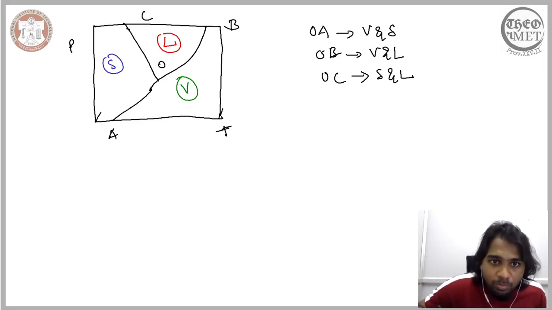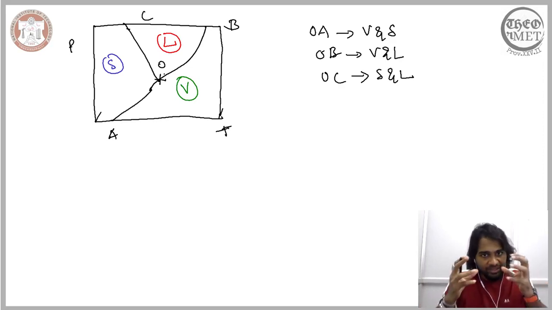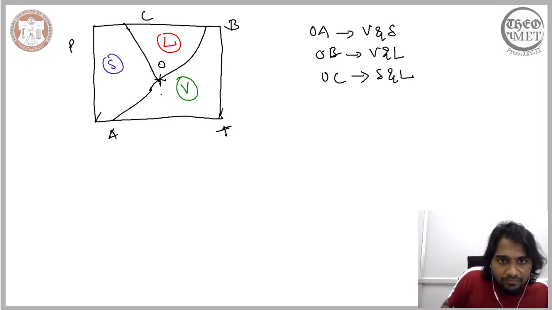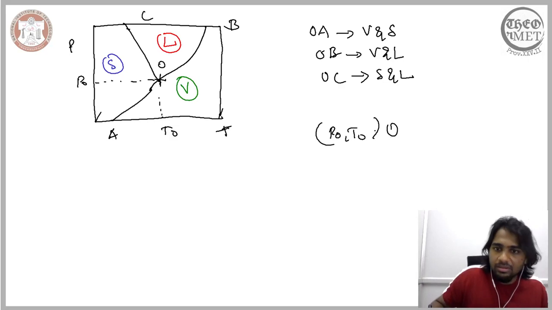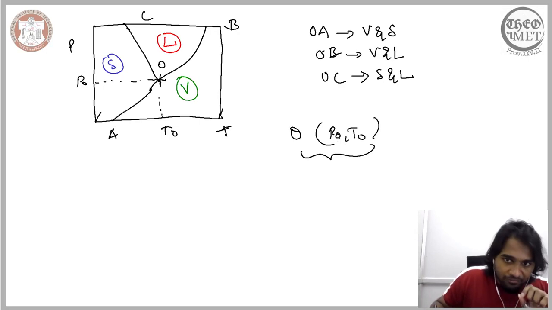Now this point here that is denoted as O is referred to as the triple point, and at the triple point all these phases are stable, or all these phases are at equilibrium. So if we name this triple point as PO, TO, then for this combination of temperature and pressure, all these three phases are in equilibrium with each other.